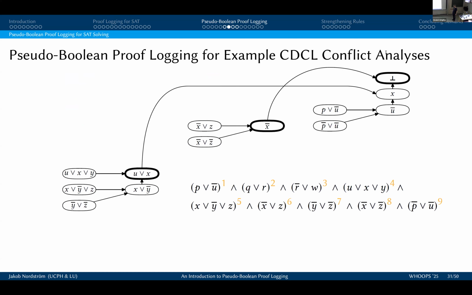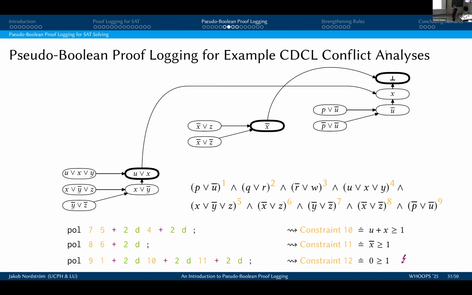So here is every clause. When I read the formula in memory, every constraint, every clause gets a number. The first conflict analysis just says take clauses 7 and 5 and resolve them, and then resolve this with clause number 4, and you're done. When I do this, this new clause will get the next available number. So this automatically becomes constraint number 10, and it will look like this.